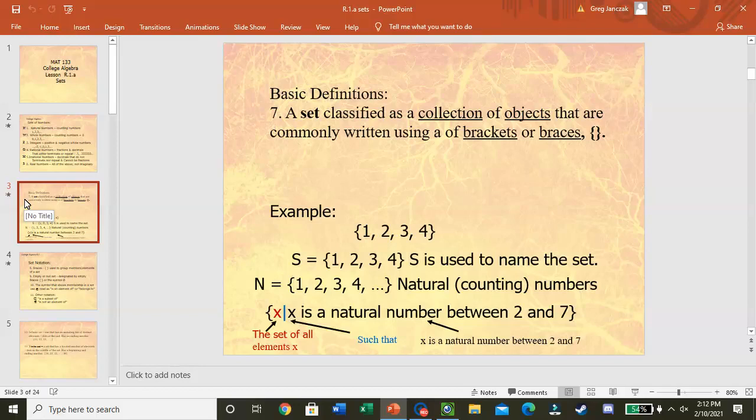Okay? All right. Here, you have this curly bracket and then x. That x means the set of all elements x. The bar, or sometimes a colon, means such that. So this is the set of elements x such that x is a natural number between 2 and 7. Natural numbers being counting numbers between 2 and 7, that would be what? Between 2 and 7 would be 3, 4, 5, 6, right? Good. Questions there?